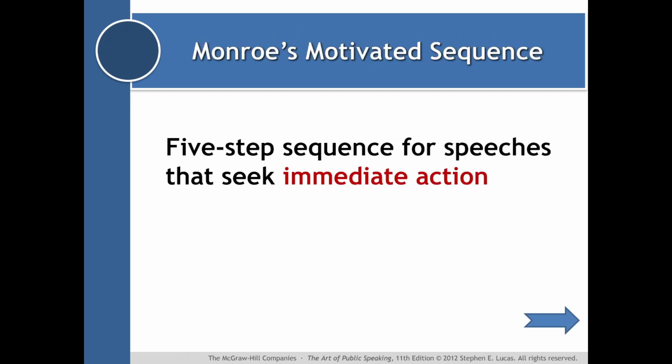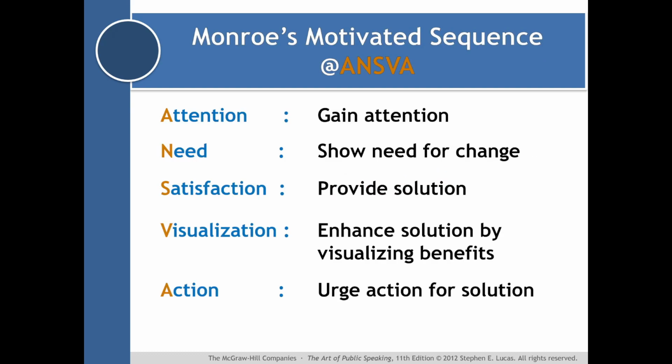Monroe's motivated sequence. It is a five-step sequence for speeches that seek immediate action, meaning that this is part of the speech of immediate action. So there are five steps here. You can remember it as NSVA, or attention, need, satisfaction, visualization, and action. So let's look at them one by one. Attention means that you want the audience to pay attention to you. So you want to gain their attention. You want to attract them into listening to you.